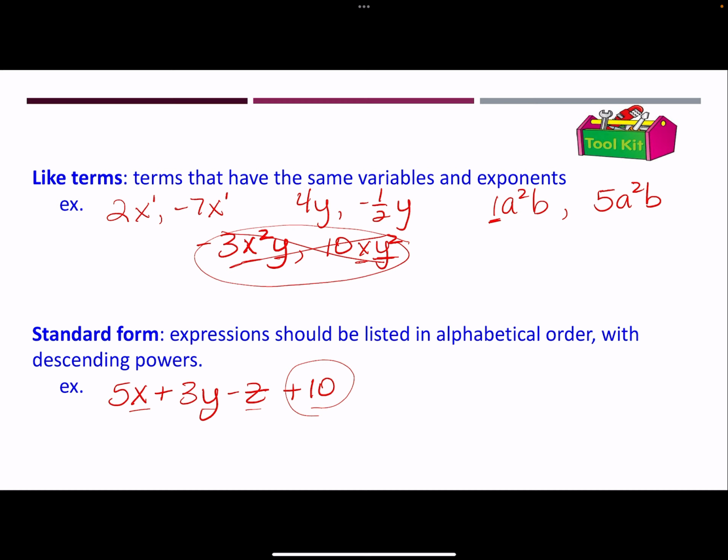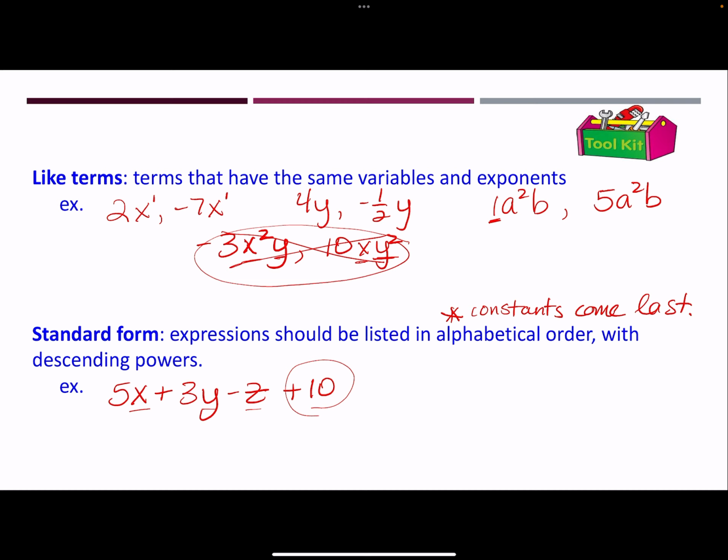And you might even want to make a note. Constants come last. That's always true. So you're always going to have your variables and then your constants at the end. So they're either going to be alphabetical if you have a bunch of different letters, a bunch of different variables, or you might have all x's or all y's or all a's with different exponents. Descending powers means the biggest exponent has to come first.